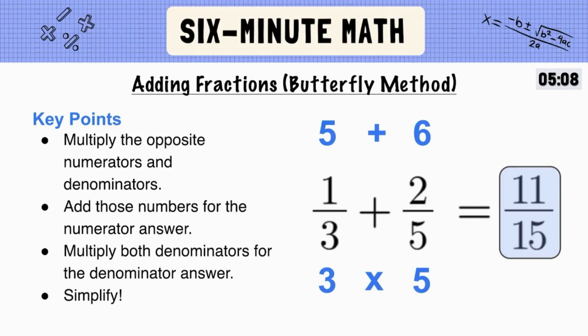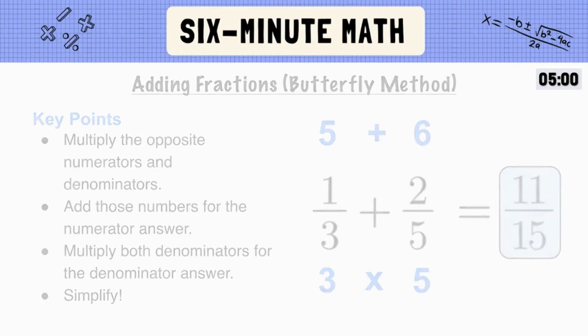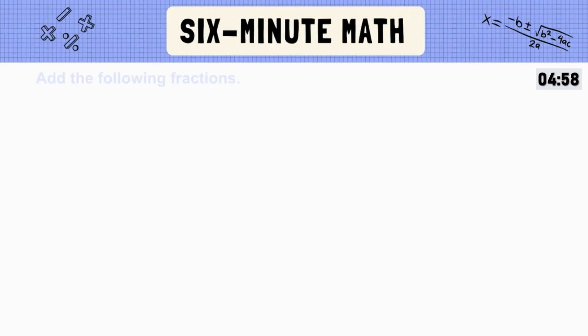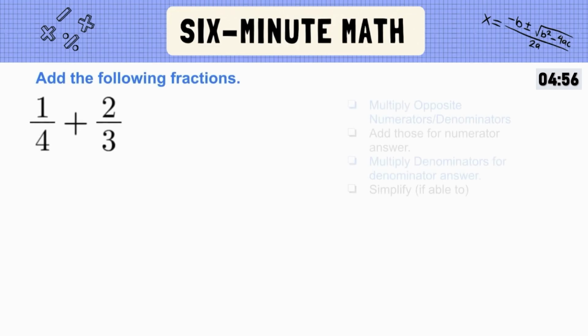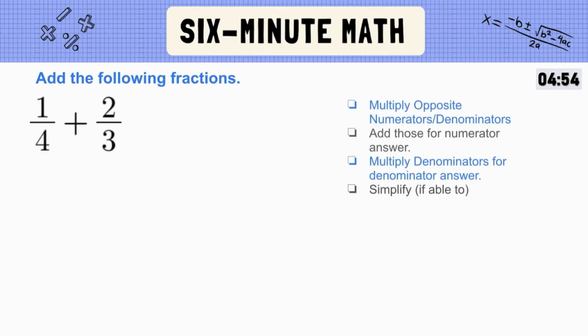As with all of our fraction answers, if we can simplify, we need to simplify that final answer. So let's check out some examples. We're going to add the following fractions: 1/4 plus 2/3, and I have my steps there on the screen. So the first thing I'm going to do is actually write my question out a little bigger below to give me a little bit more space.